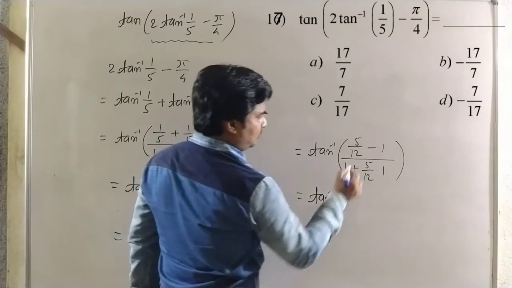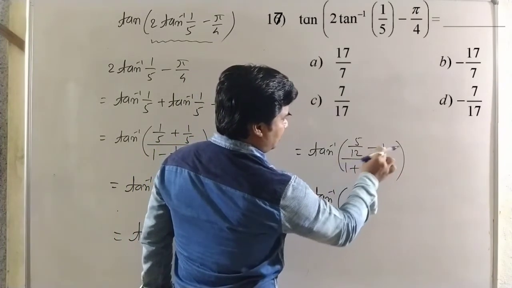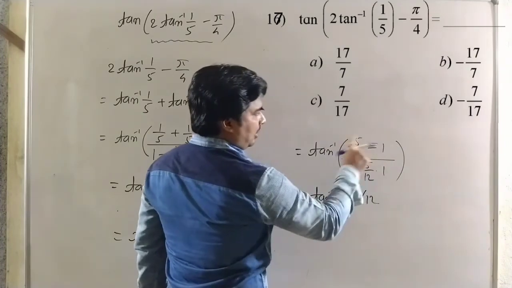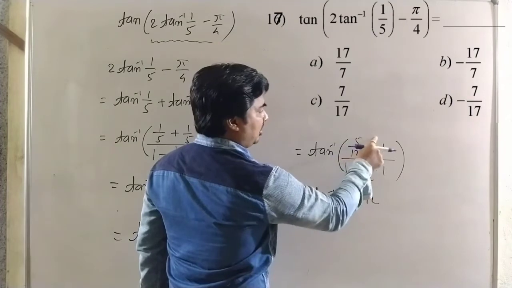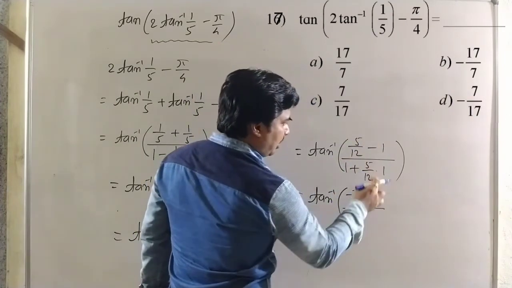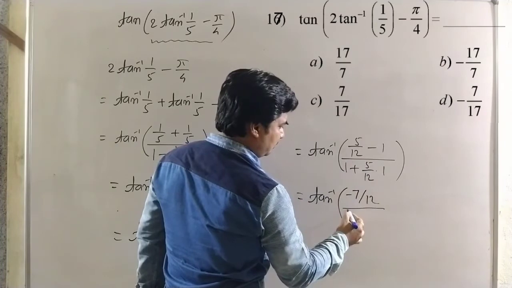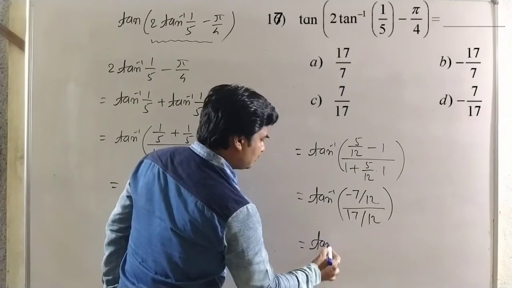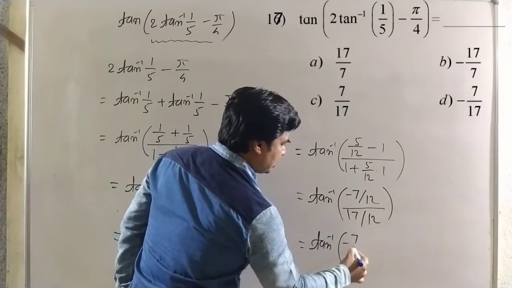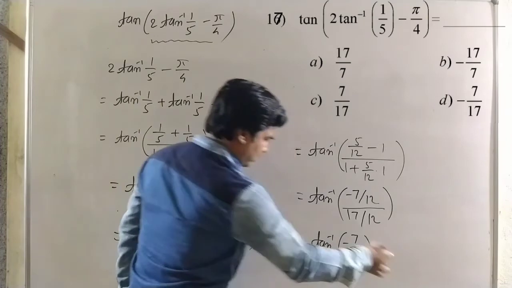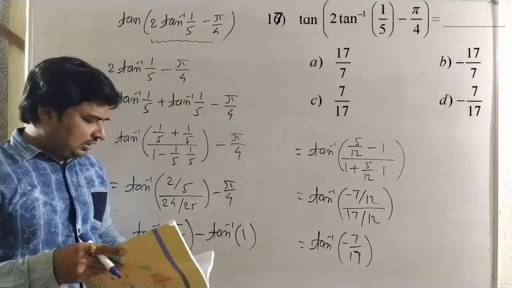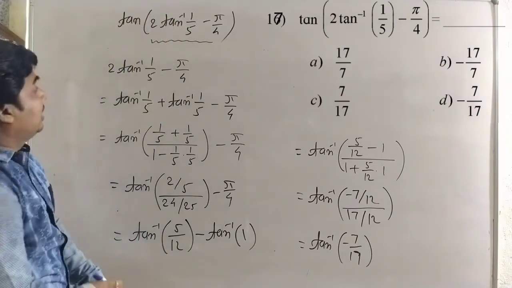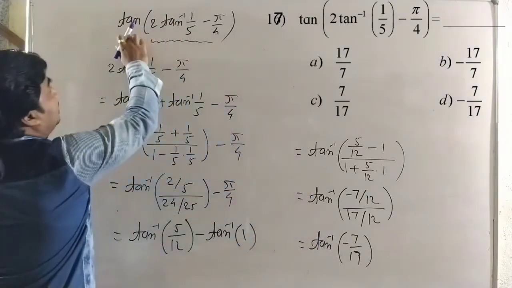Tan inverse of this: 5 minus 12 upon 12, that means minus 7 upon 12, and in the denominator 12 plus 5, that means 17 by 12. Then it is tan inverse of minus 7 upon 17. Here is our calculation. Here we want to find the tan of this value.